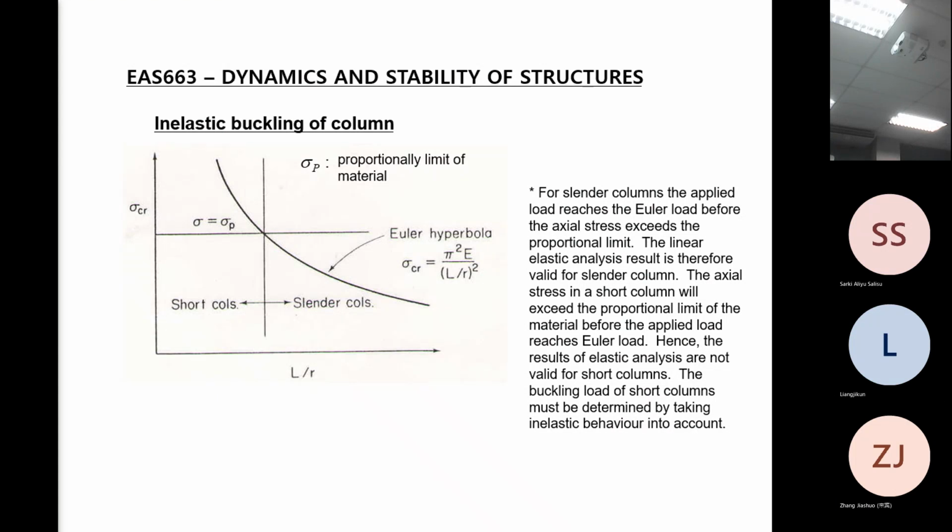is not applicable anymore. Okay, and the short column will behave differently because, when we apply the load, the stresses that happen will exceed the yield stress. So the column behavior becomes inelastic. So what we discussed until now is elastic buckling. Meaning that if the column buckles and you release the load, the column goes back to the original shape. That is elastic buckling.